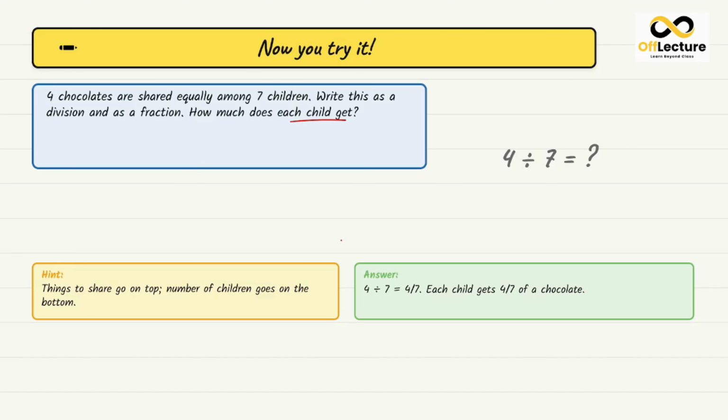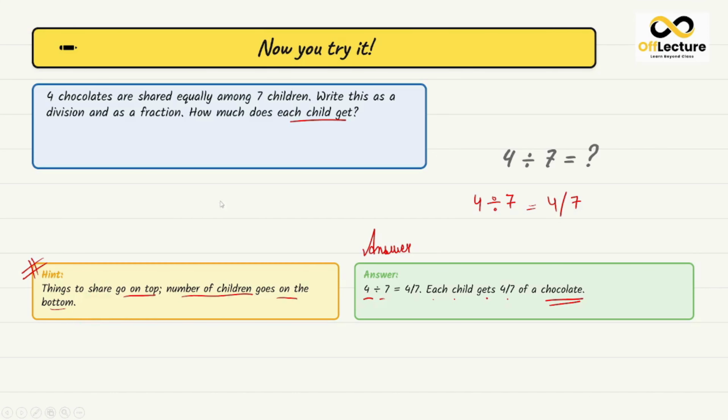Okay, so the answer is very easy. It is 4 divided by 7, or we can write it as 4 by 7. That is, each child gets 4 by 7 part or 4/7 of the chocolate. Okay, the hint was very easy. The things to share will go on the top and the number of children will go on the bottom. Okay.